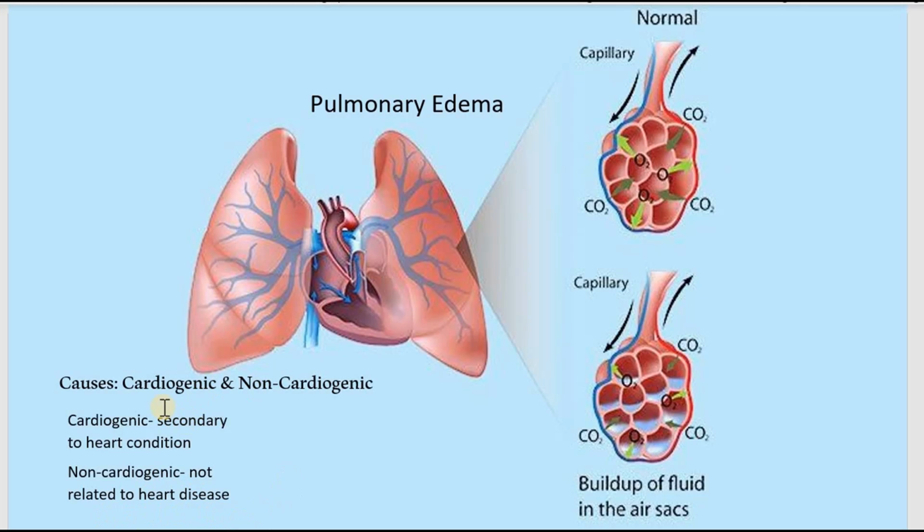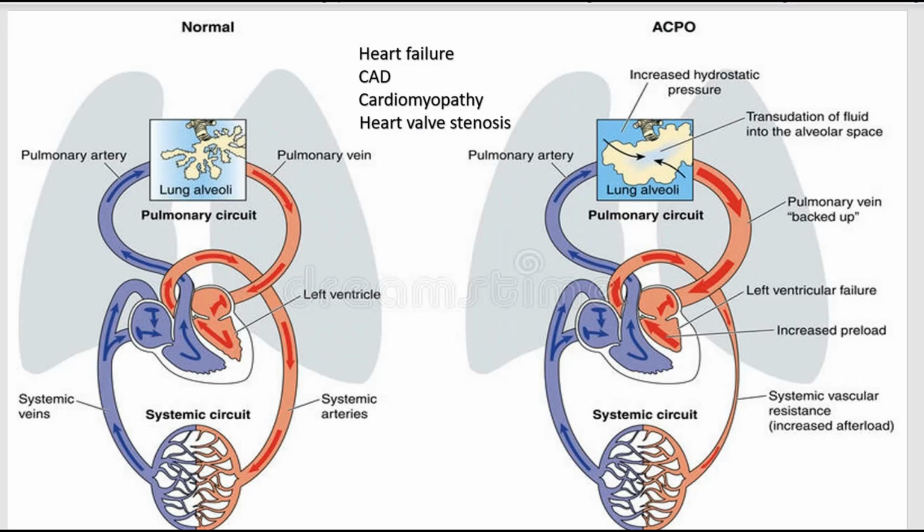Now let's look into detail what is cardiogenic and non-cardiogenic pulmonary edema. Before going into acute cardiogenic pulmonary edema, let's review the anatomy of heart and pulmonary circulation. So the heart has four chambers: right atrium, right ventricle, left atrium, and left ventricle. Blood from the systemic circulation, deoxygenated blood, comes into right atrium, into right ventricle, and from right ventricle through the pulmonary artery, it is pumped into the lungs, and in the alveoli, gas exchange takes place.